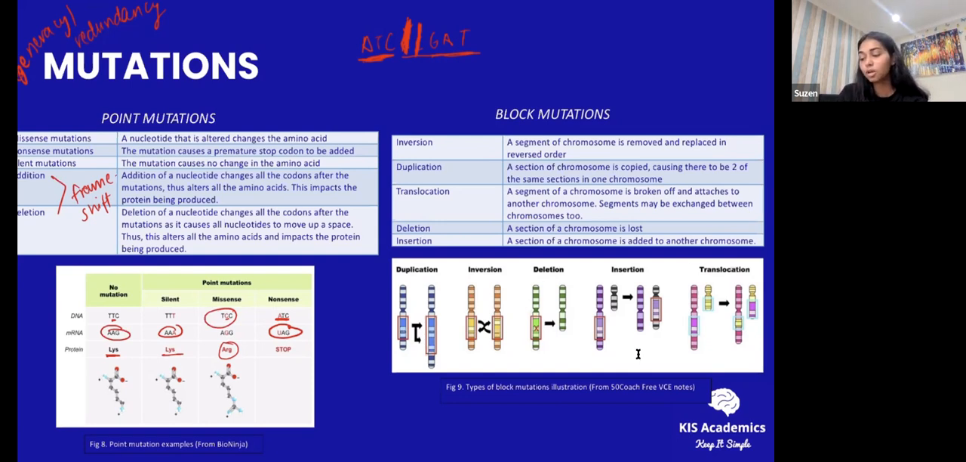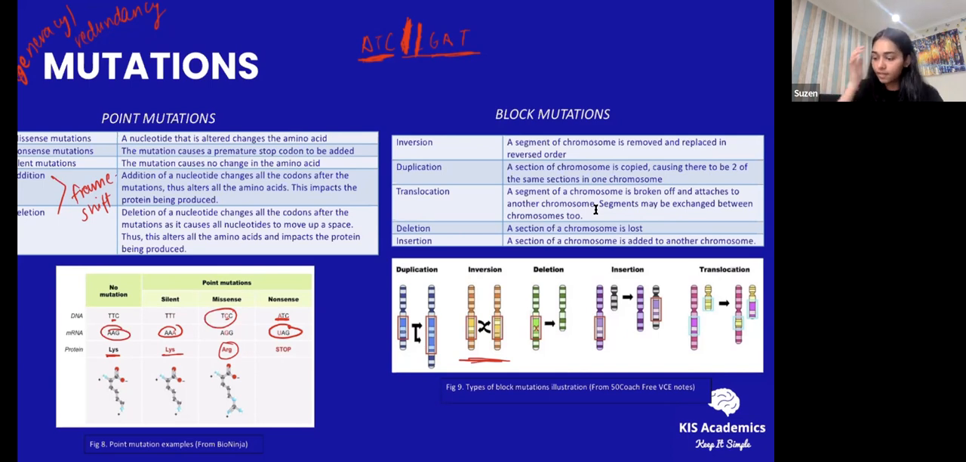On the other hand, block mutations are where a bigger chunk of the entire chromosome is affected. So you have 5 types there. You have inversion, duplication, translocation, deletion, and insertion. Inversion is pretty much what we see here. You take a section of chromosome out, you flip it up, and you put it right back in. So it's just reversed.